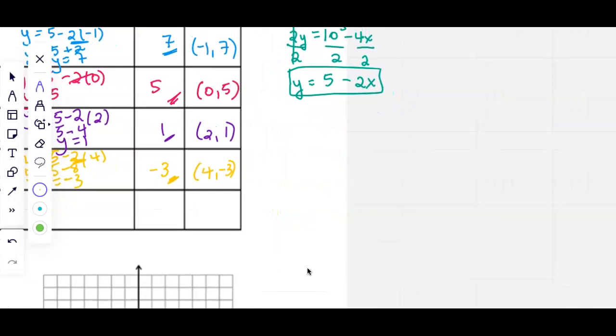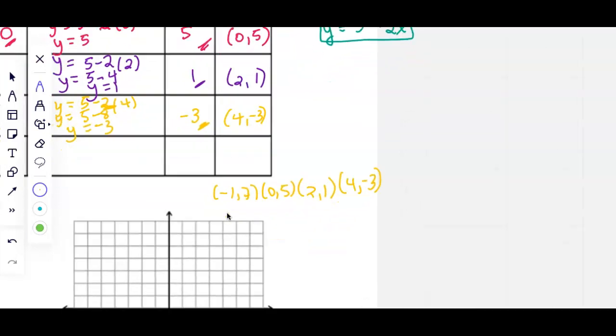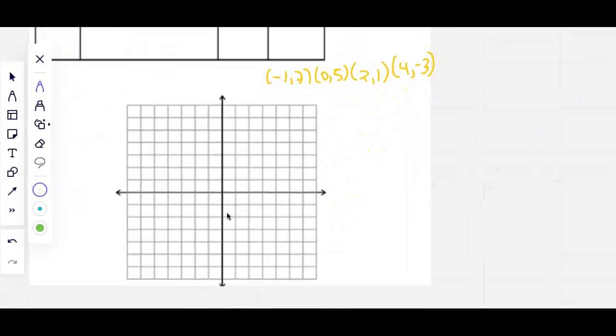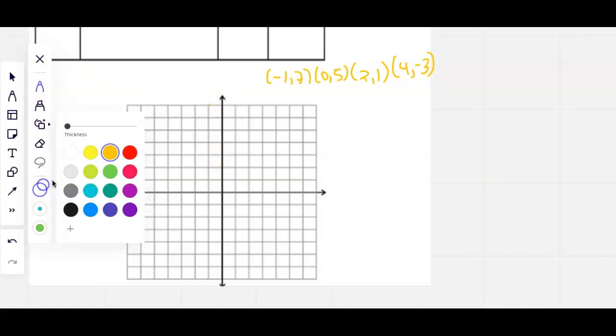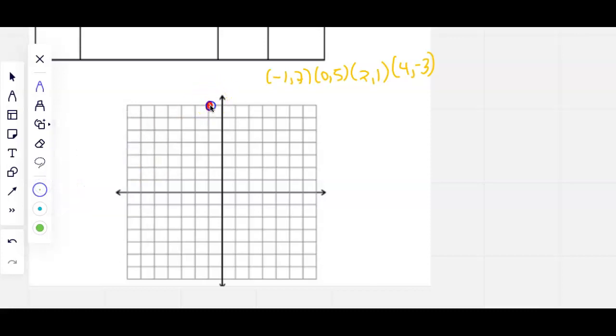We have our negative 1, 7, 0, 5, 2, 1, and 4, negative 3 that we found, our y values given our x values in our table. So now we can come to our graph paper and just graph these ordered pairs. So negative 1, 7 sends me left 1 and up 7. So 1, 2, 3, 4, 5, 6, 7. Oh, it sends me to the tippy top. Let me change this to red, make it a little bit easier to see. So negative 1, 7.